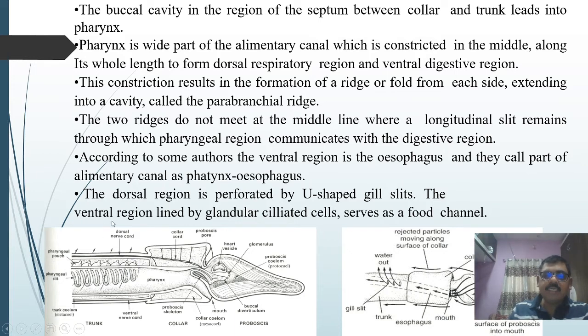The ventral region is lined by glandular ciliated cells. Means on the ventral side there is a presence of glandular ciliated cells, and these secrete mucus, which helps in the formation of the food channel.